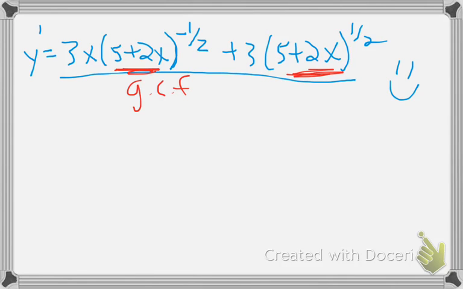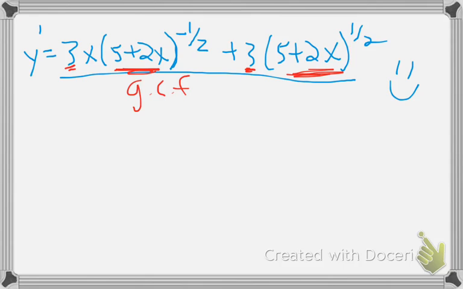But the question is, is it going to be (5 plus 2x) to the negative a half or (5 plus 2x) to the half that they're going to factor out as the GCF? So the lower exponent, right, which is negative a half. And in fact, in this situation you also have a 3 in common. So just so I don't confuse you, 3 indeed is a GCF, but I want to focus on the quantity (5 plus 2x) to the negative a half.